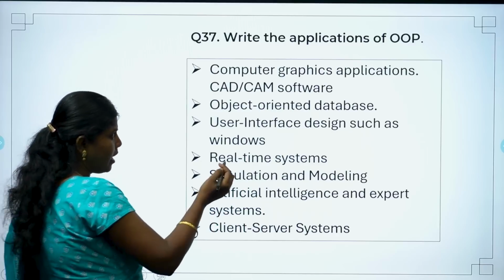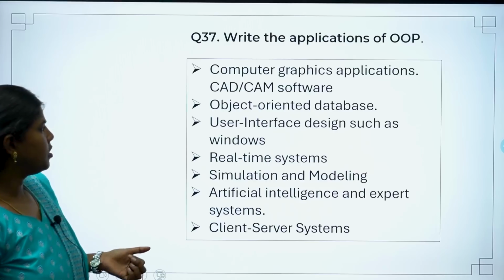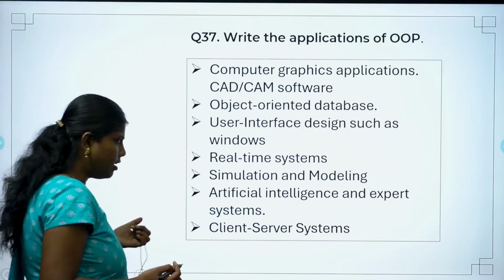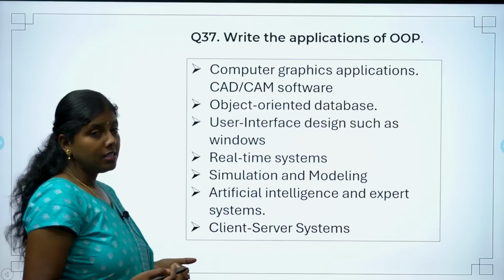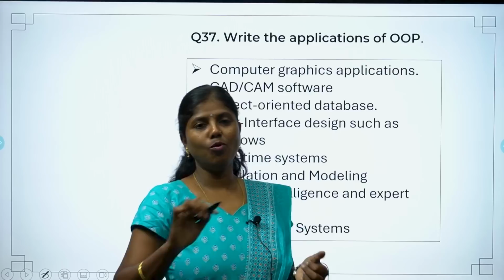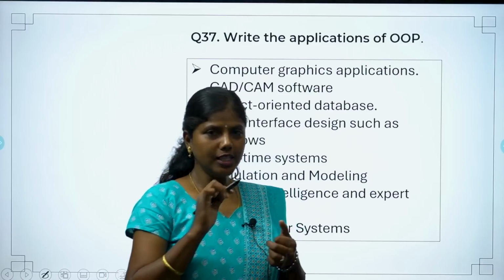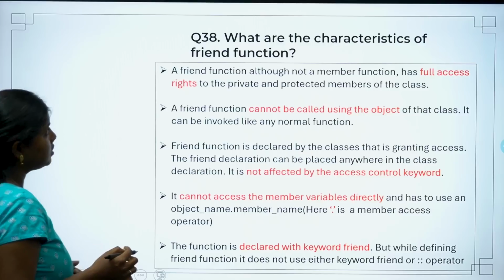So it can be CAD/CAM, that is computer-aided designing, computer-aided manufacturing, graphics, object-oriented database, user interface design, real-time system, simulation and modeling, artificial intelligence, client-server system. If you just mention any of these applications, that's more than enough. You need not explain this. Okay, we'll go to the 38th question.